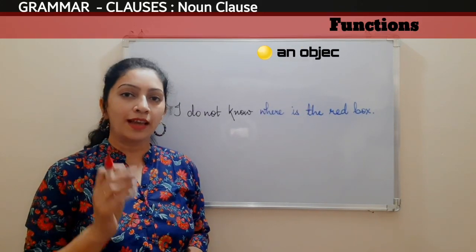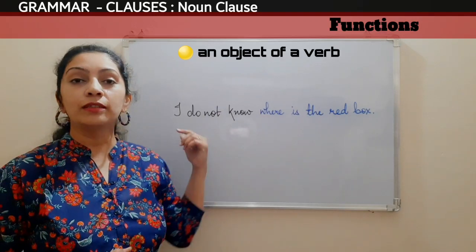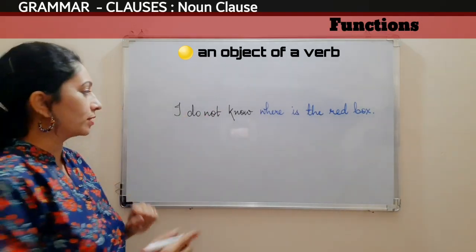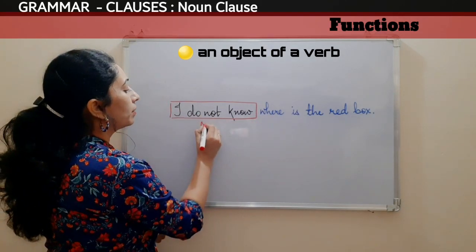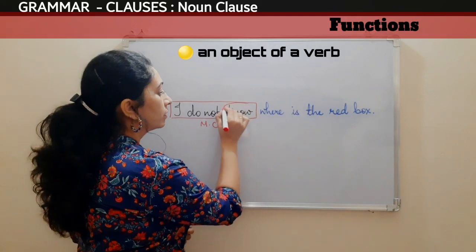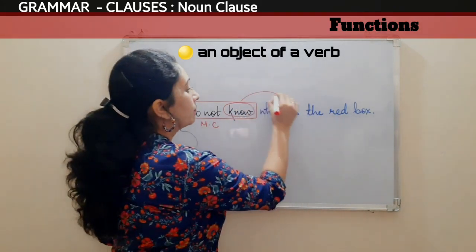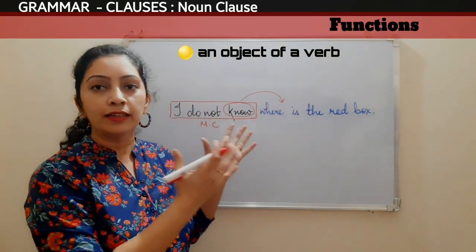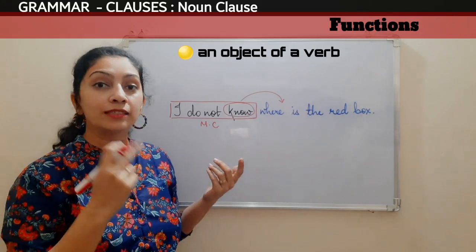Now a noun clause acting like an object of the verb. Again, identify the main clause here and the subordinate clause here. "I do not know" is the main clause because it gives us the complete meaning. Now in this main clause, identify the verb. Now to this verb "know," the next part of the sentence will act like an object. I do not know what. Ask the question what?